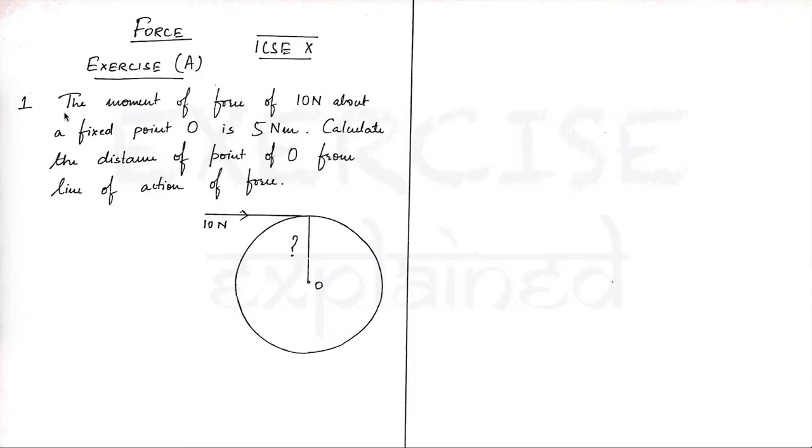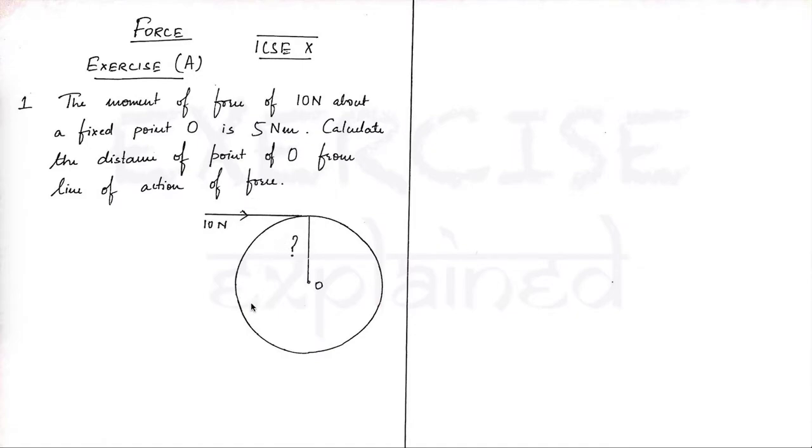The first question: the moment of force of 10 Newton about a fixed point O is 5 Newton meter. So what is given is the moment applied is 5 Newton meter about a fixed point O. Calculate the distance of point O from the line of action of force.